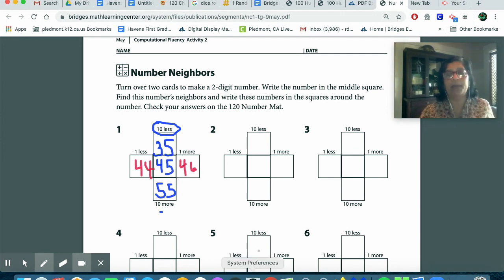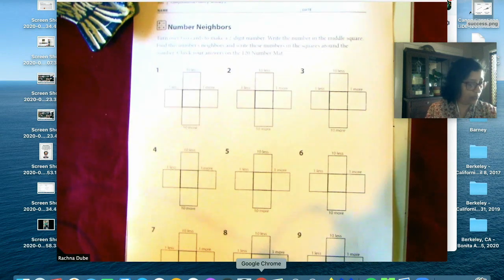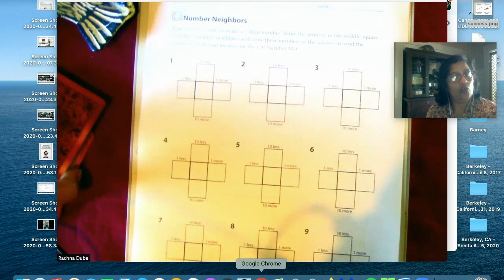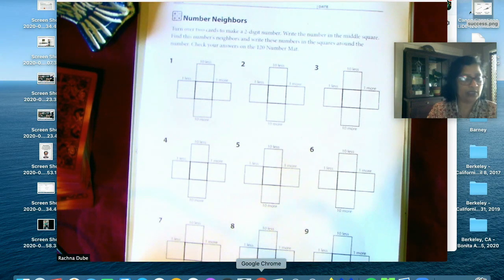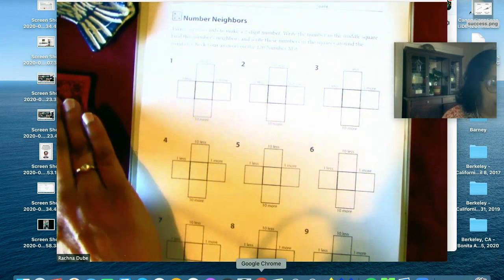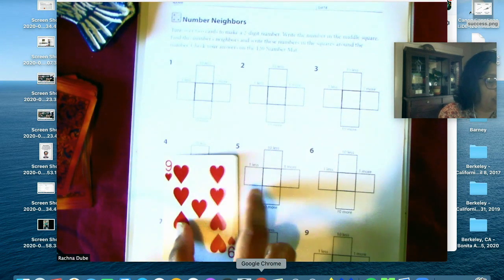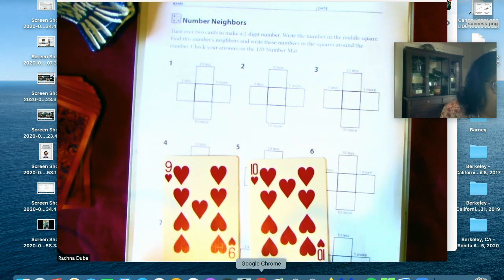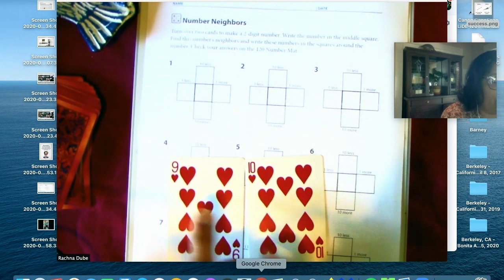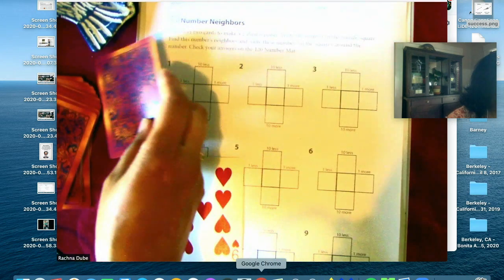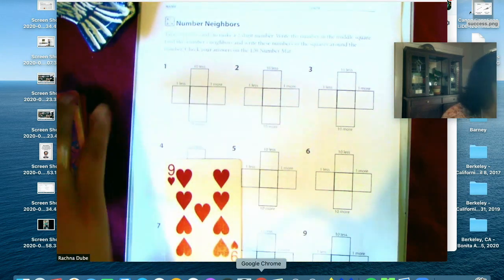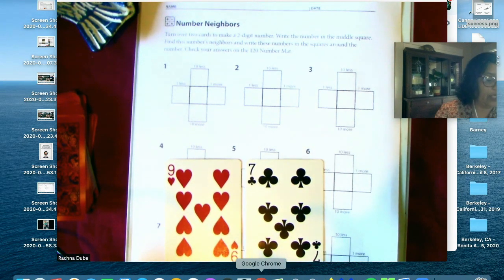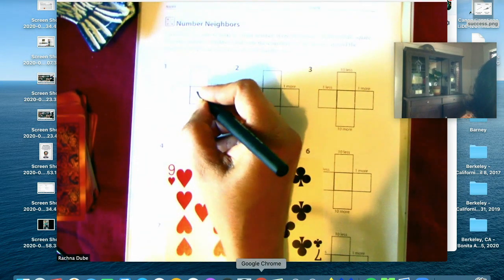Now today's activity is going to be like this. The first thing you're going to do is you'll have a deck of cards. You're going to turn it over. I don't have a lot of space, so I'm going to turn it over right on top of the sheet. I'm going to turn over two cards, 9 and 10. Now that makes 910. That's way bigger than I need to have. So I'm going to return that card to the bottom, and I'm going to try this one, 9, 7, 97. So I'm going to put 97 right here.